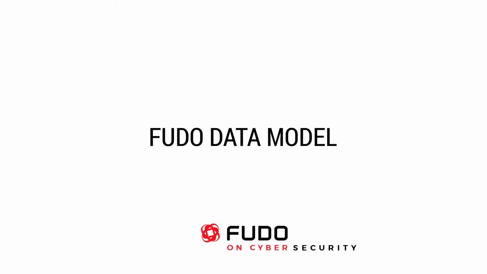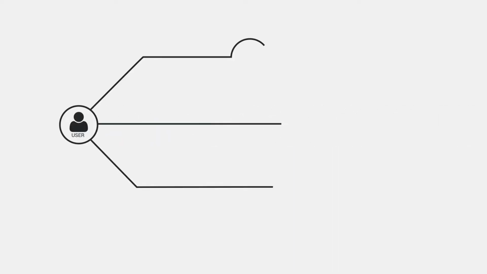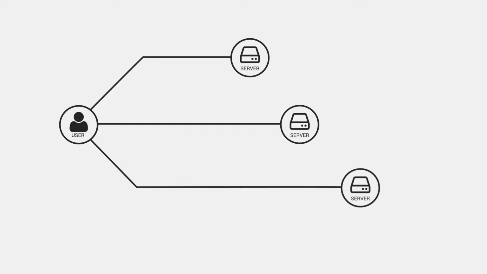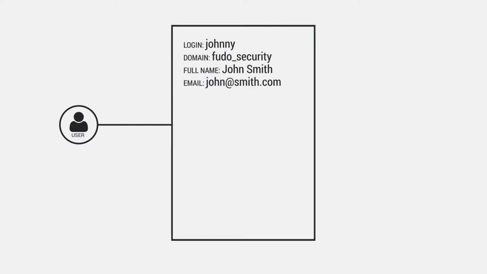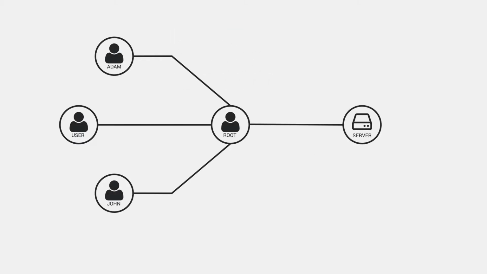Fudo Data Model defines 5 different object types: user, server, account, safe, and listener. User defines a subject entitled to connect to servers within monitored IT infrastructure. Detailed object definition, for example, unique login and domain combination, full name, email address, etc., enables precise accountability of user actions when login and password are substituted with a shared account login credential.